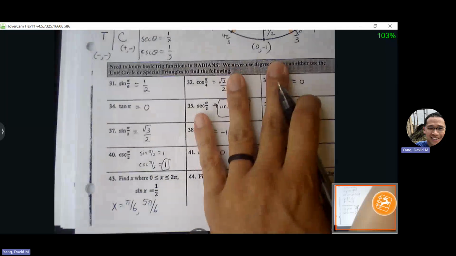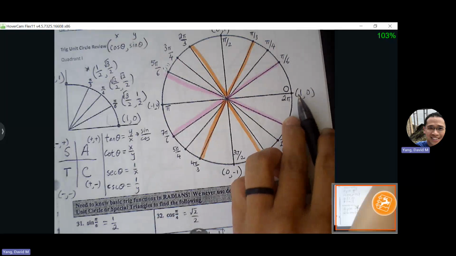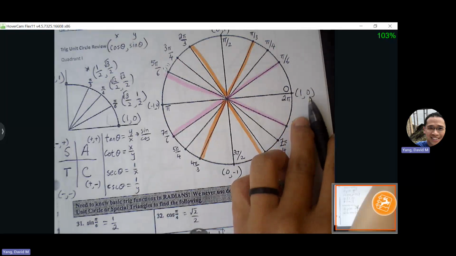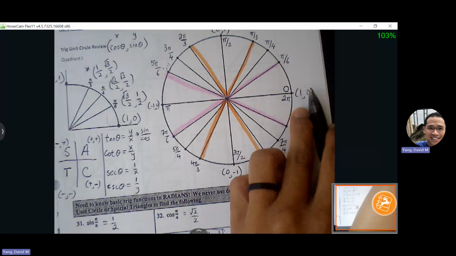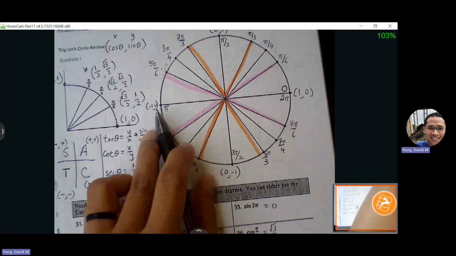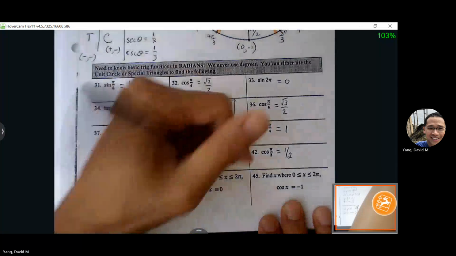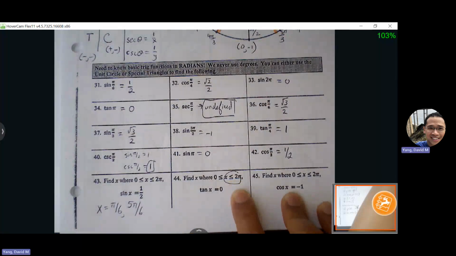Where is tangent equal to 0? Tangent is y over x. Y over x is 0 over 1. So we want to find out where there is 0 over 1 that's going to show up. So when theta is 0, when theta is pi, and then also when theta is 2 pi, because we're including 2 pi there.